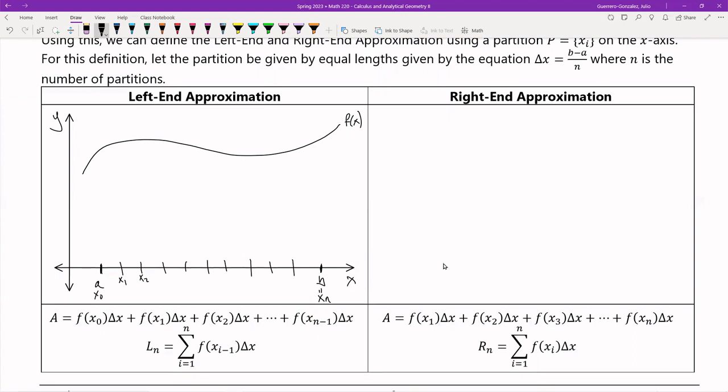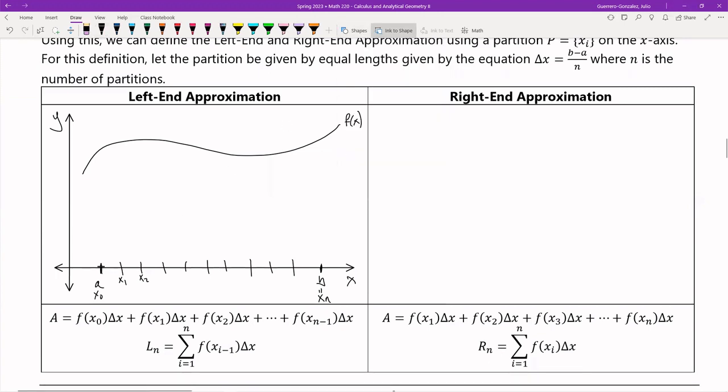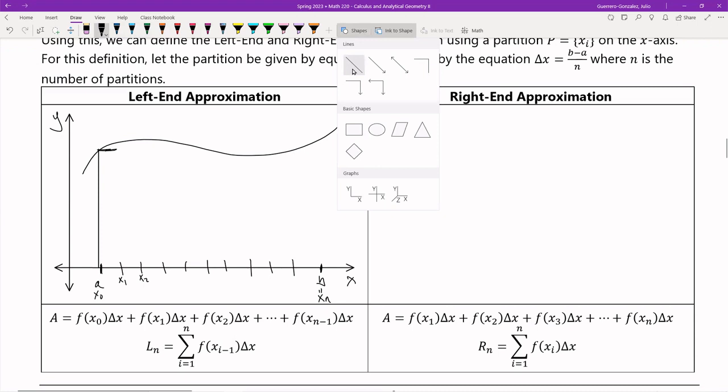Okay, so now the way that this is going to work is we are going to draw rectangles vertically over each one of these subintervals. So hopefully that makes sense. I'm going to go ahead and draw the picture for you guys, okay? So I'm going to draw this rectangle up to there, and that goes up to right there. And then I'm going to draw the other end.